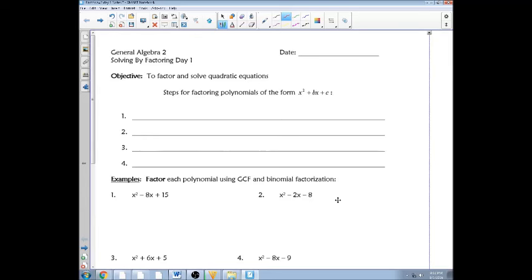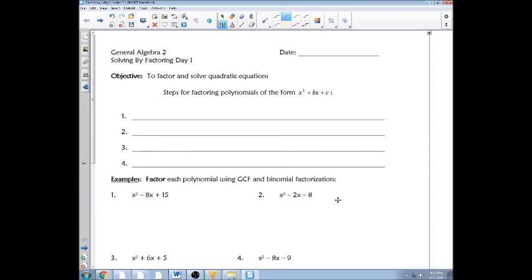This lesson is for my Algebra 2 class. It is solving by factoring day 1. Factoring we talked about in our last lesson a little bit. It's where we had our GCF, we'd factor it out, and we could solve our equation. So the objective of this is to factor and solve quadratic equations.